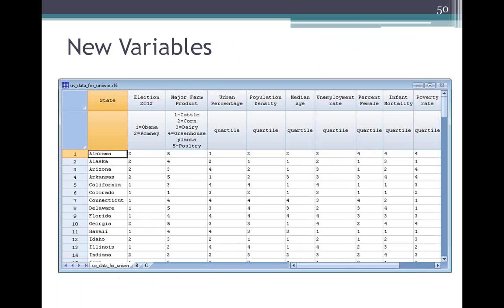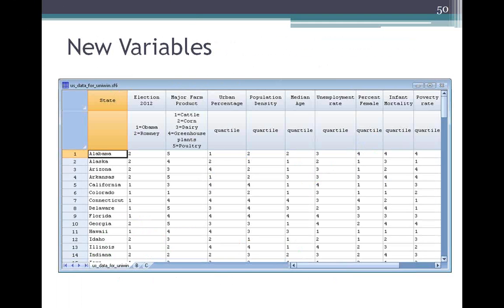The second thing I needed to do, though, is I needed to code everything as integers. So what I did is I started by looking at the election of 2012. I changed the word Obama to a 1, Romney to a 2. I introduced a brand new column, major farm product, where I put a 1 if it was a cattle state, a 2 if it was a corn state, and so forth. A number between 1 and 5, depending upon what its major farm product was.